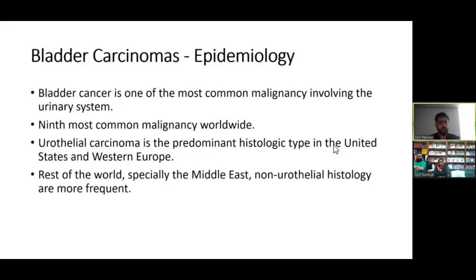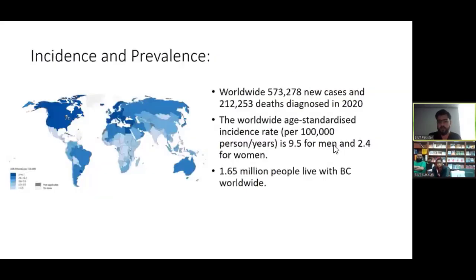When talking about the histological subtype, urothelial carcinoma is the predominant histology. This histology is seen in the more developed part of the world, in North America and Western Europe. However, in the rest of the world, because of other risk factors, non-urothelial variants are more common. I'm talking about schistosomiasis and the squamous cell carcinoma variety in North Africa and sub-Saharan Africa.